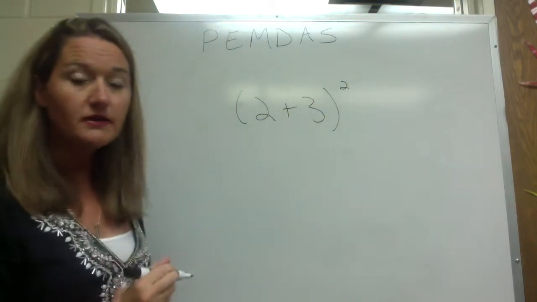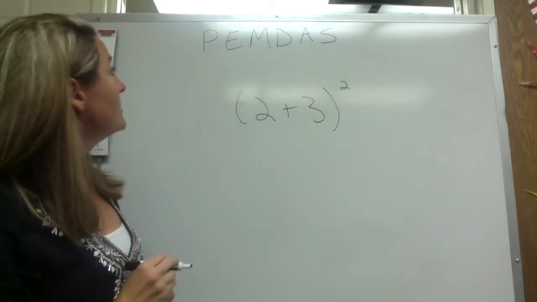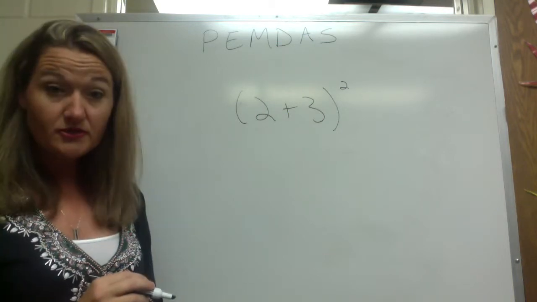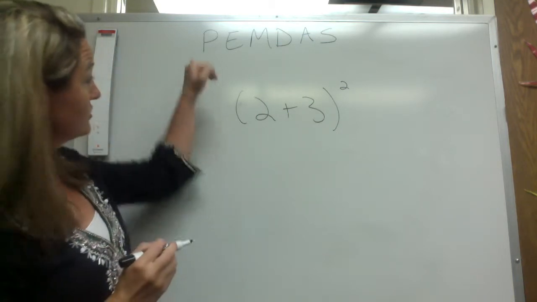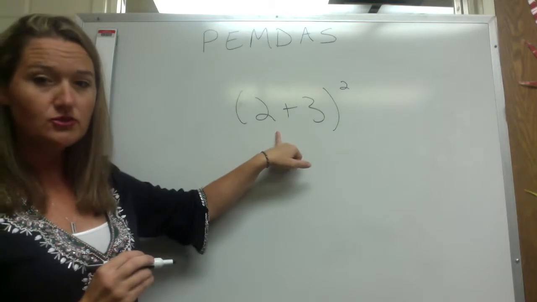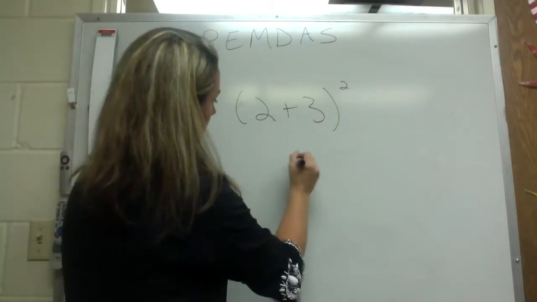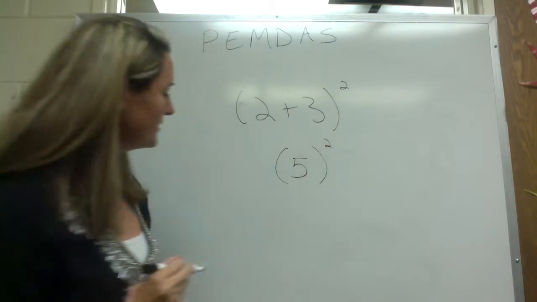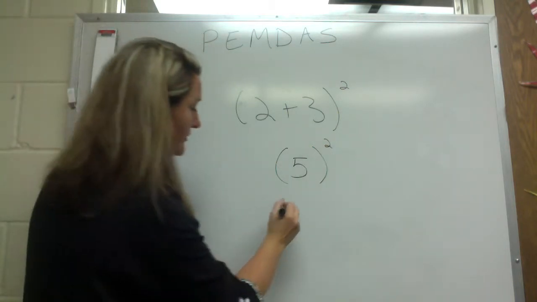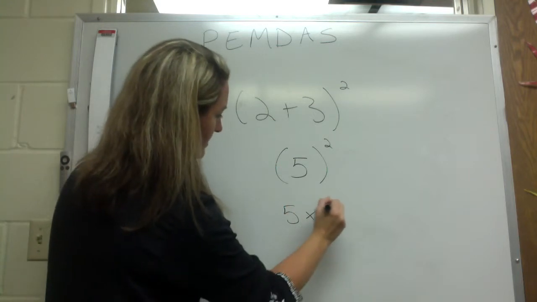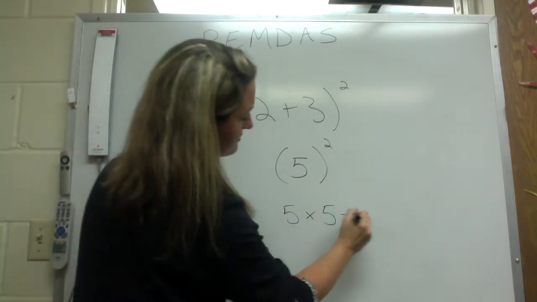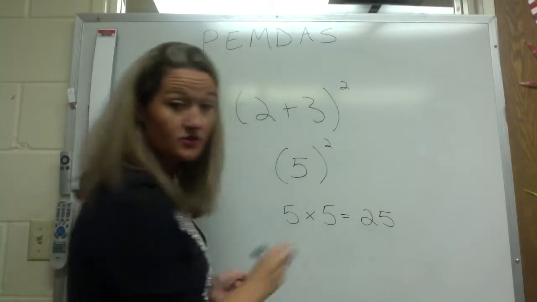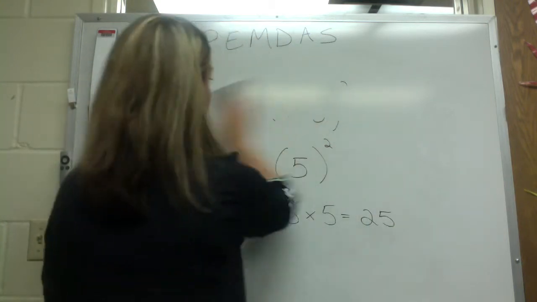All right, 2 plus 3 squared. So PEMDAS, remember, what's the first thing we do? Well, the P, parentheses, 2 plus 3. Let's go ahead and do that. Rewrite it. So now we've got 5 squared. Remember, that's the same thing as 5 times 5, because 2 5s. So my answer to this is 25. All right, let's do another one.